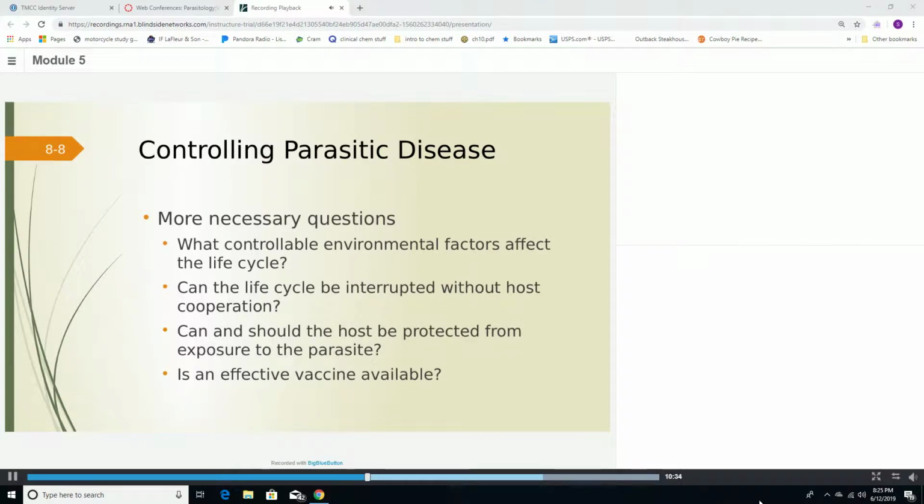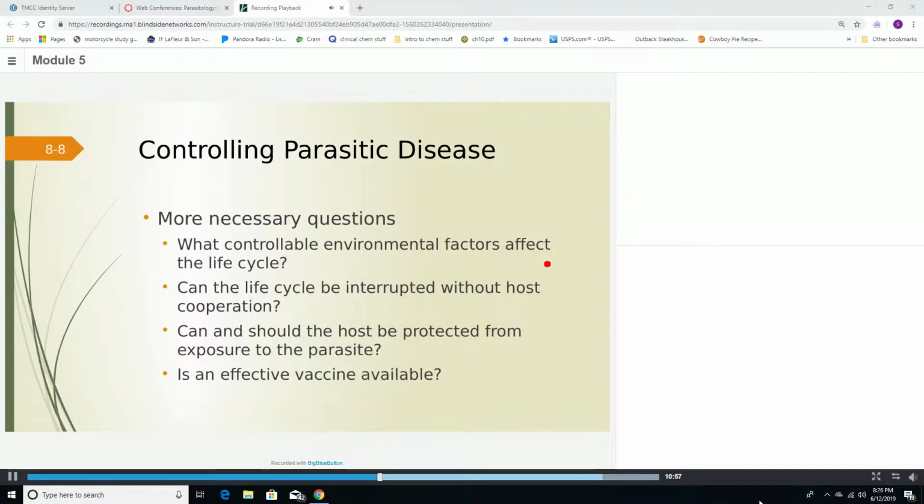Will it find another host? What can we do? Can and should the host be protected from exposure to the parasite? How can we protect the host from being exposed to the parasite?